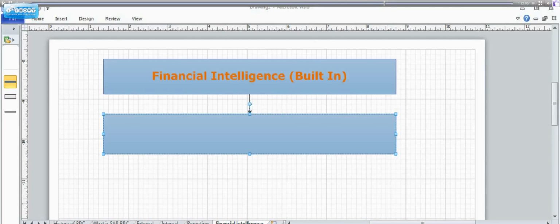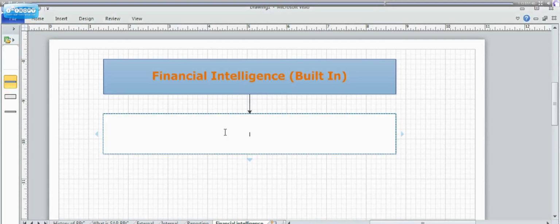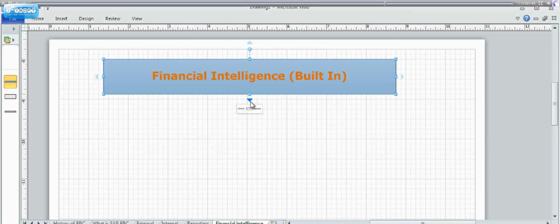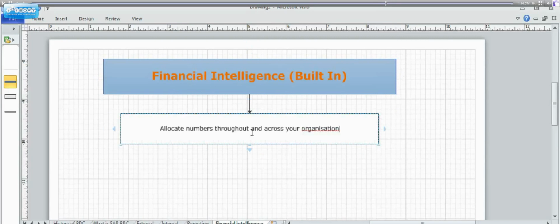So here I will be explaining how it can be done. The first thing in financial intelligence is that it can allocate numbers throughout and across an organization.